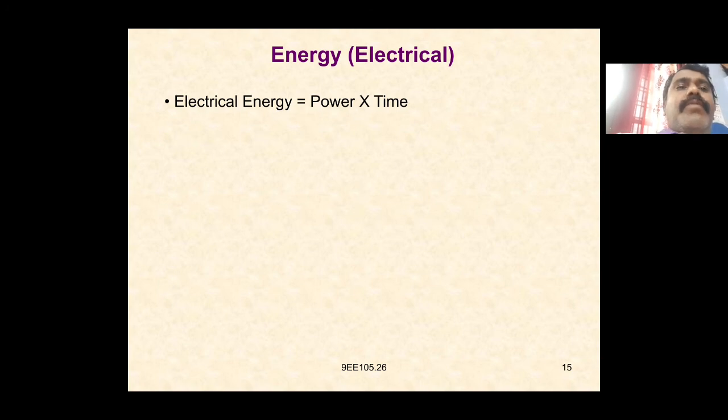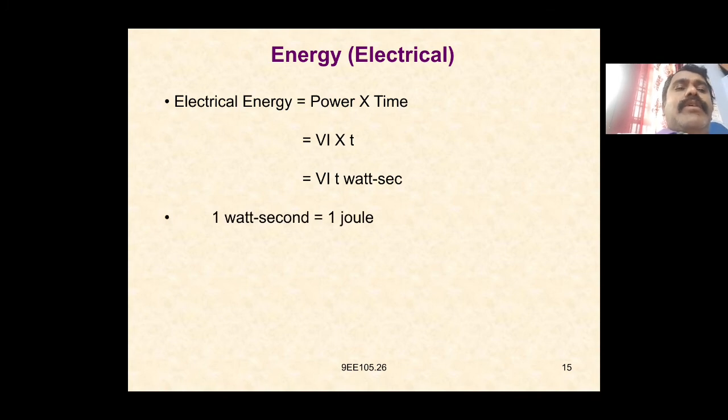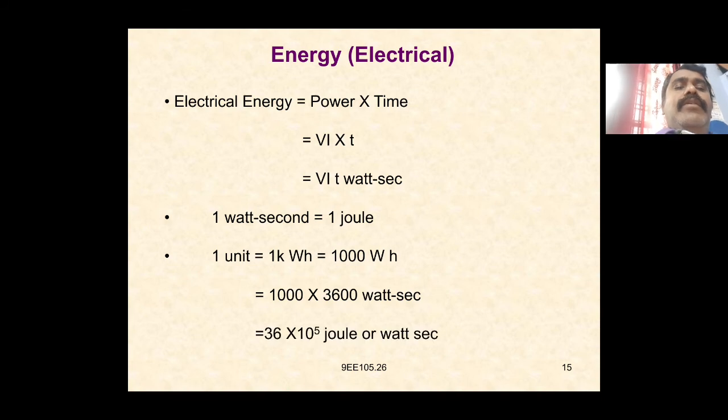Electrical energy is equal to power into time, which is equal to VI into T, VIT watt seconds. So 1 watt second is equal to 1 joule. 1 unit is equal to 1 kilowatt hour, which is equal to 1000 watt hours, which is 1000 into 3600 watt seconds, that is 36 into 10 to the power of 5 joules or watt seconds.